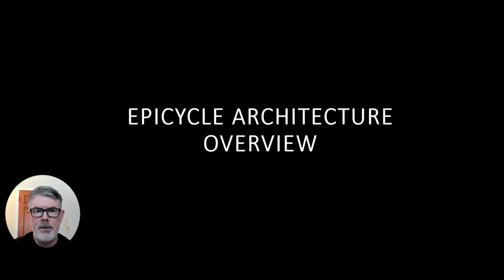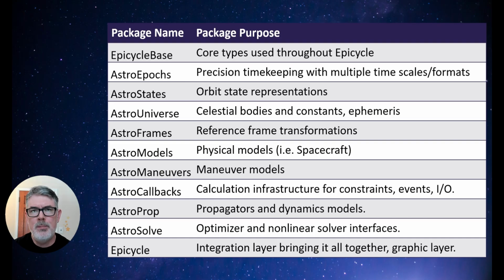Now let's talk about the Epicycle architecture overview. So how is Epicycle structured? It's 11 packages, each solving one specific problem. At the foundation is EpicycleBase, which contains core types shared across everything. Then the primitives: AstroEpochs for precision timekeeping with multiple timescales and formats, AstroStates for orbit state representations, Cartesian, Keplerian, whatever you need, AstroUniverse for celestial bodies, constants, and ephemeris, and AstroFrames for reference frame transformations.